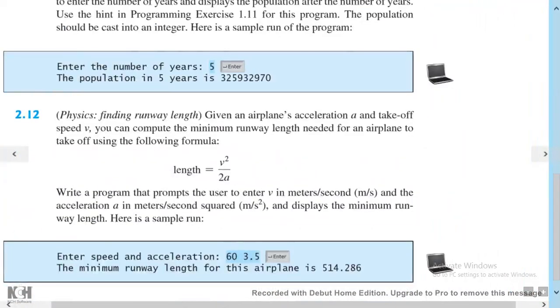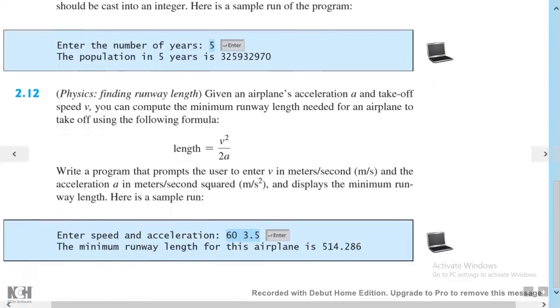Given an airplane's acceleration a and the takeoff speed v, you can compute the minimum runway length needed for an airplane to take off using the formula: length is equal to v squared over 2a. Write a program that prompts the user to enter v in meters per second and the acceleration in meters per second squared, and display the minimum runway length. Here is a sample run, as you can see.